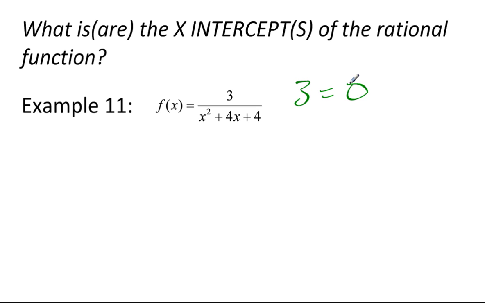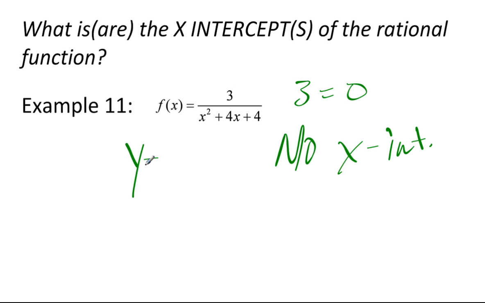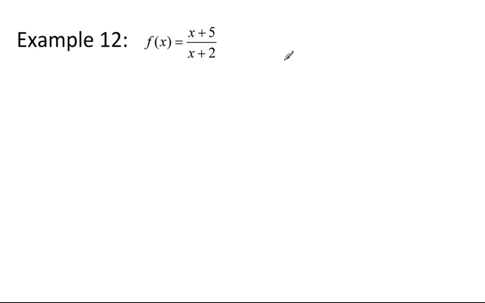In this case, our top is 3. Does 3 equal 0? No. So that means there is no x-intercept. Why isn't there an x-intercept? Well, since our power is bigger on the bottom, that means our asymptote's at y equals 0. So that means the asymptote is along there. If it's along the x-axis, you can't touch it. So that means our graph is not going to go through there. So that's the weird situation.